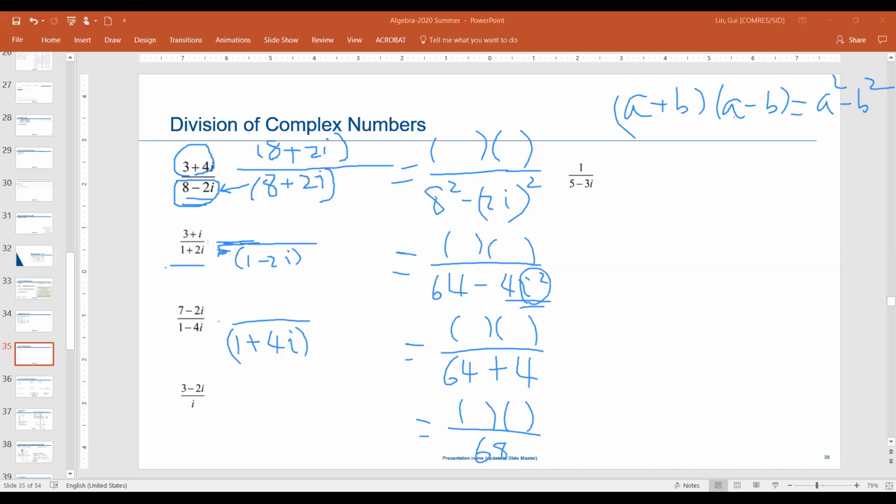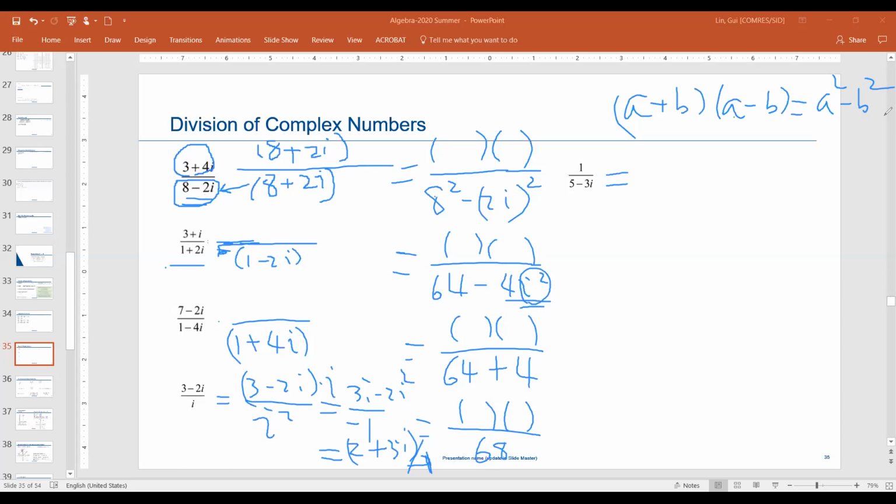Right, so the conjugate is 1 plus 4i. For this one, you just need to multiply the top and bottom by i, so it becomes i squared. So the denominator becomes -1. The top became 3i minus 2i squared, and 2i squared becomes -1, so it becomes 2. That's 2 plus 3i over -1.